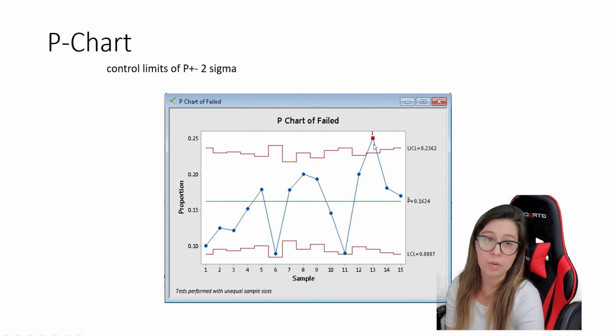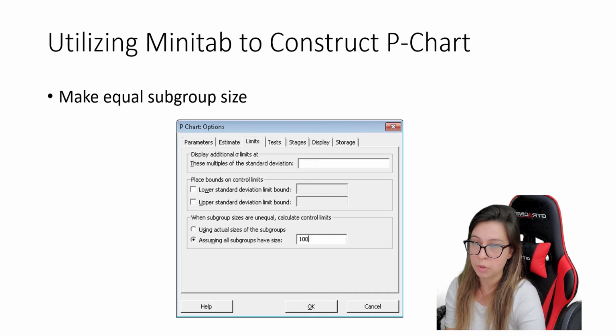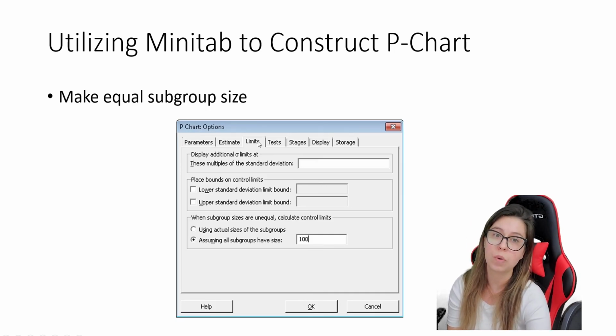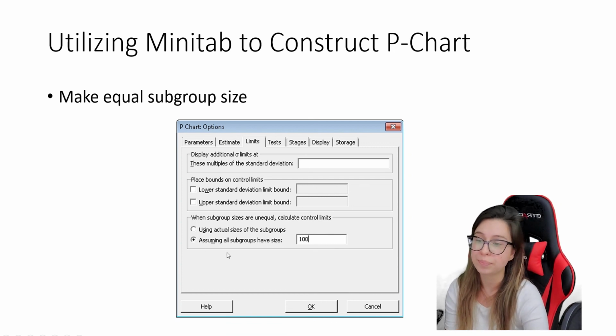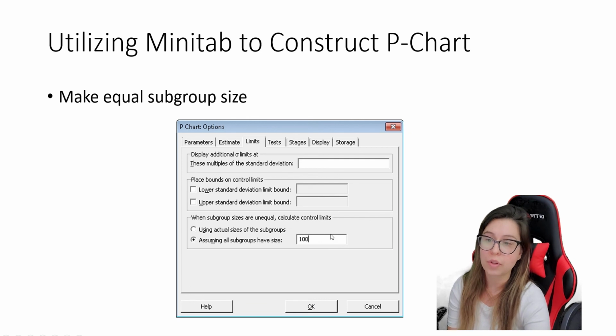And another thing that you can do is manually change the number of inspected units. So under P chart options, you can also change the limit. So we can assume all subgroups have equal size. And now we have a straight line for the control limits.